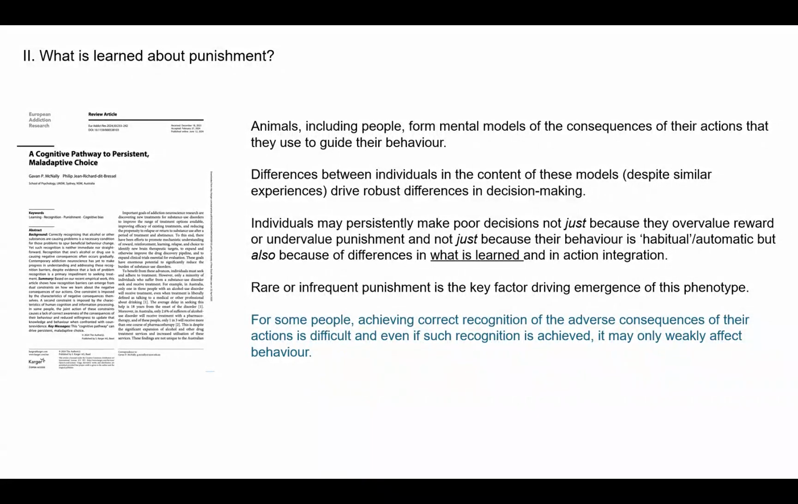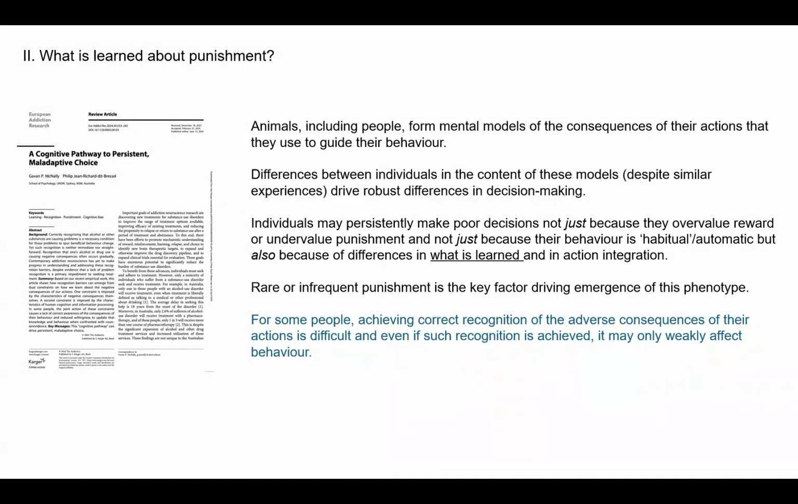Individuals may persistently make poor decisions because they overvalue reward over punishment, of course. I just might value or like the reward more than I dislike punishment, and so I'm going to choose that thing that I like. I might even make a poor decision because my choice is automatic. It's become habitual. We don't have a problem with either of those two options.